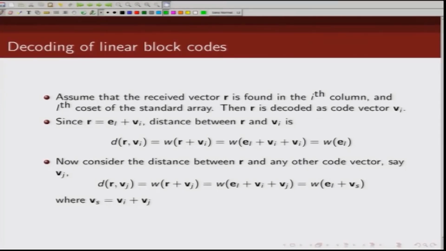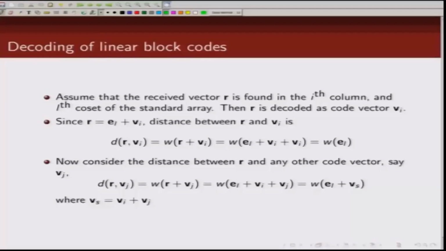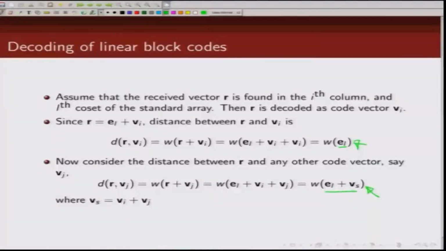So, what have we done so far? We found that the Hamming distance between the received code word and this code vector Vi is given by this, and the Hamming distance between the received code word and any other code word which is not Vi is given by this. Now, EL and EL plus Vs are elements in the same coset, right? And if we choose EL to be our coset leader, which has the minimum number of ones, then this would be less than this. So, our minimum distance decoding will decide in favor of Vi and not any other code word Vj.